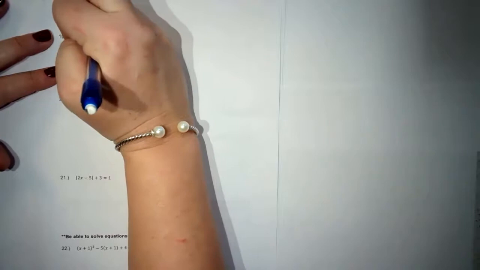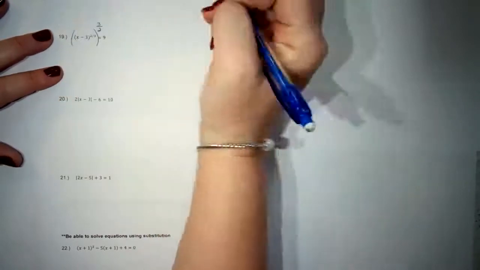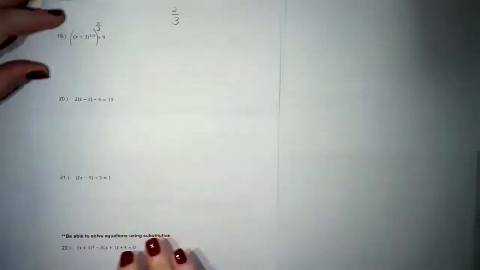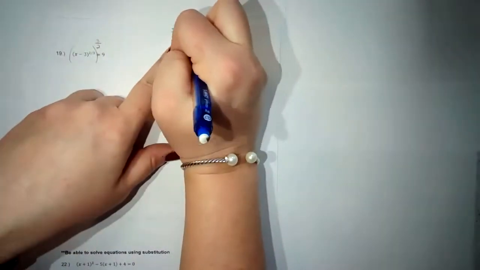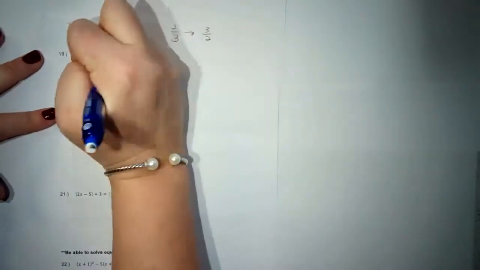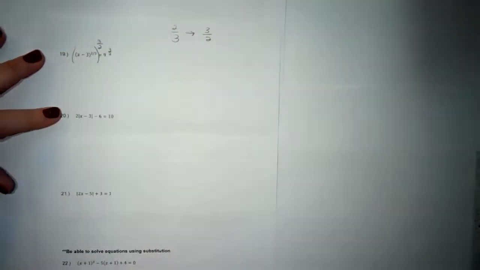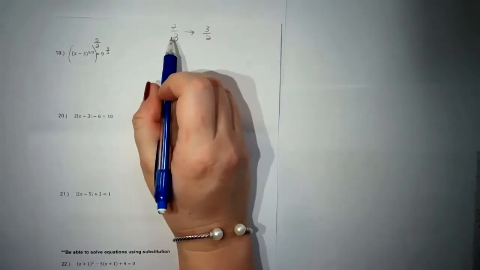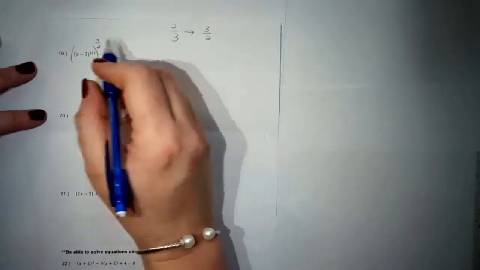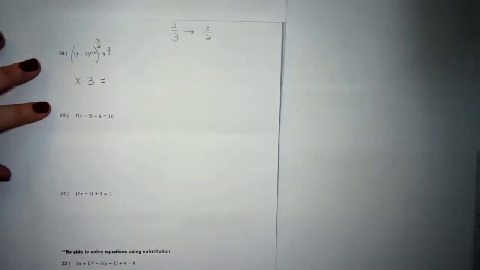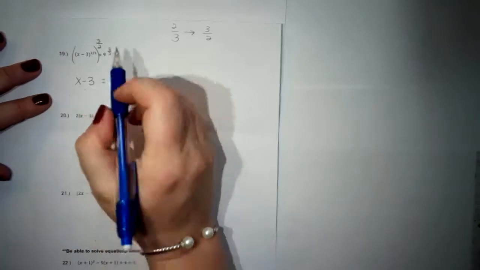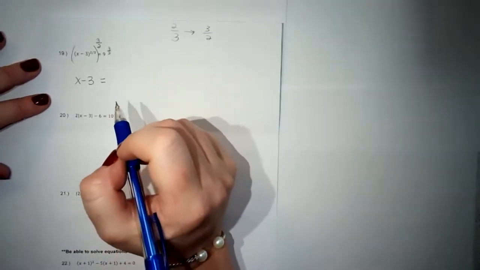Okay, so I'm going to raise both sides to 3/2, because the reciprocal of 2/3 would be 3/2. So I'm raising both sides to 3/2. That's what I'm doing. Does that make sense? It was 2/3. I just flipped it. This is going to come out to just be x minus 3, perfectly. All right. Now it's this other side we have to think about.